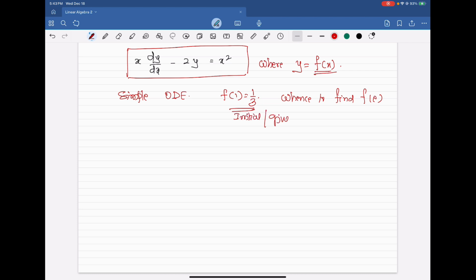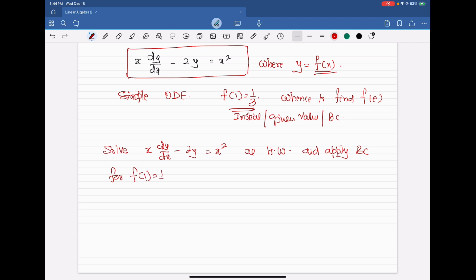Initial or given value, boundary condition, and the resolution of this is given as: solve x dy/dx minus 2y equals x squared as homework, and apply the boundary condition for f(1) equals 1/3 and get the value of f(e), that is equal to y(e).